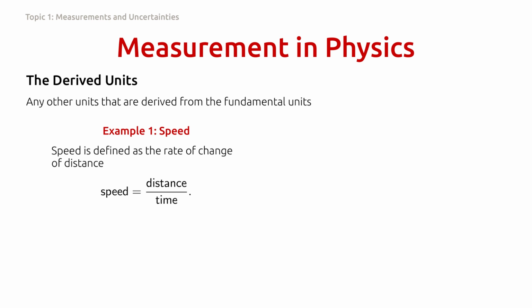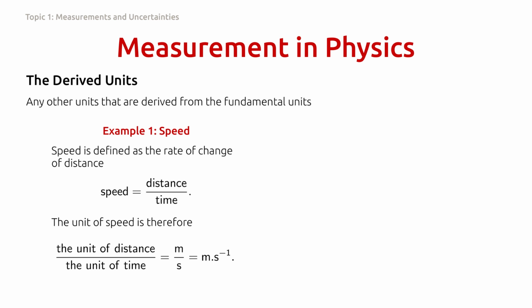Consider, for example, speed. Speed is defined as the rate of change of distance, and whenever you see the word rate, it usually refers to a quantity over time. So speed equals distance over time. Therefore, the unit of speed is the unit of distance divided by the unit of time, which is equal to meter per second, or m per s.